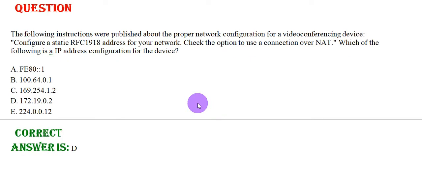The following instructions were published about the proper network configuration for a video conferencing device. Configure a static RFC 1918 address for your network. Check the option to use the connection over NAT. Which of the following is the IP address configuration of the device? Please have a look at the options.